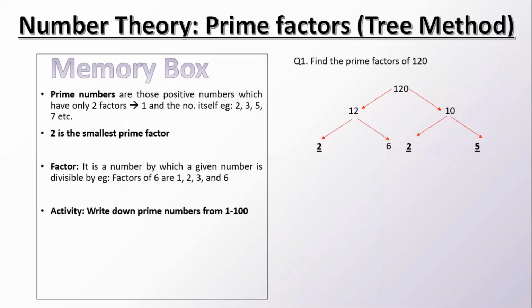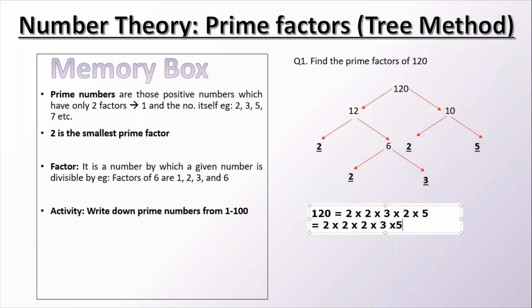Now 2 and 5 both are prime numbers which cannot be further split. 6 however can be further split into 2 into 3. Now I have reached the end of my tree as I have reached prime numbers everywhere. So 120 can simply be written as 2 into 2 into 3 into 2 into 5 in its prime factors form. Or if I were to rearrange the terms, they can be written as 2 into 2 into 2 into 3 into 5.